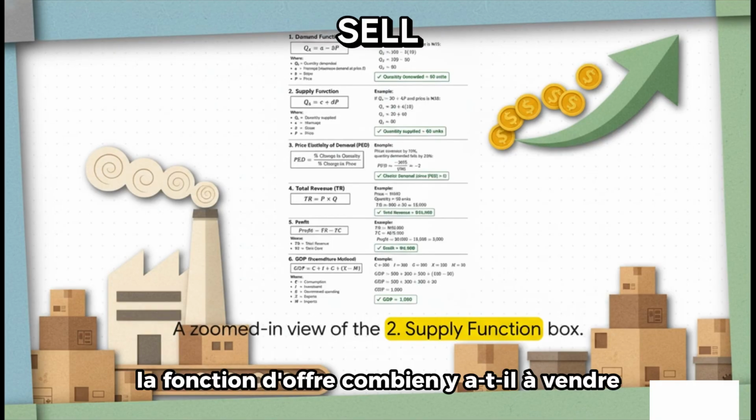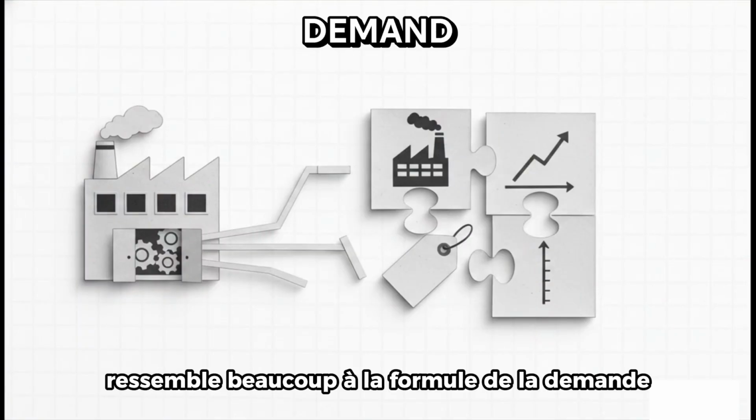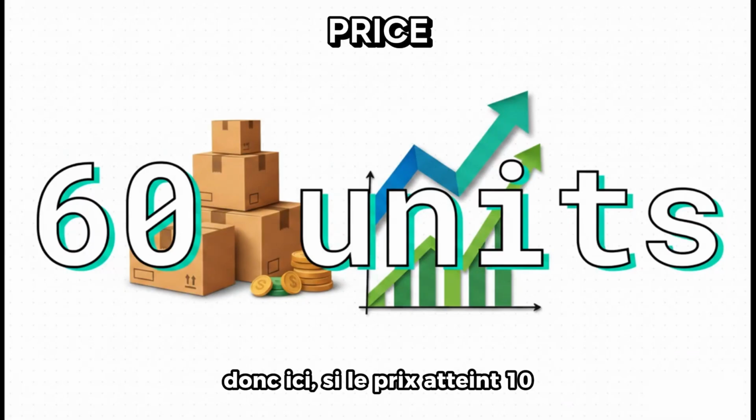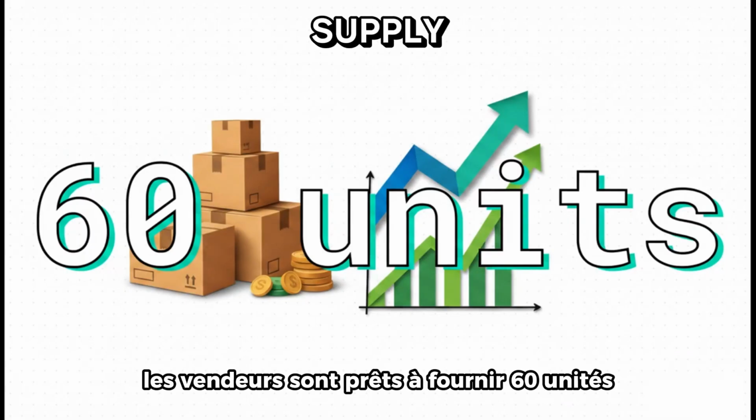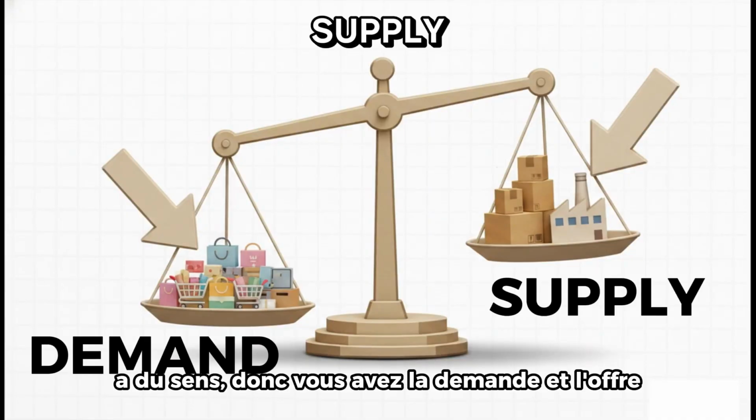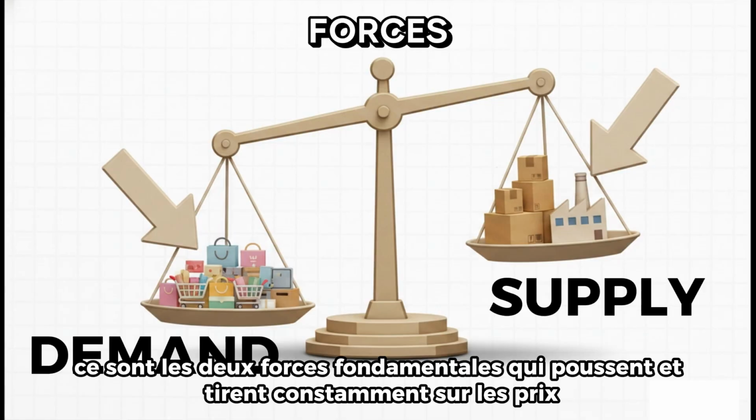Okay, now for the other side of the coin, the supply function. How much is there to sell? Looks a lot like the demand formula, right? But this time, it's about what sellers will offer. So here, if the price hits 10, sellers are ready to supply 60 units. Makes sense. So you've got demand and supply. They're the two core forces constantly pushing and pulling on prices.